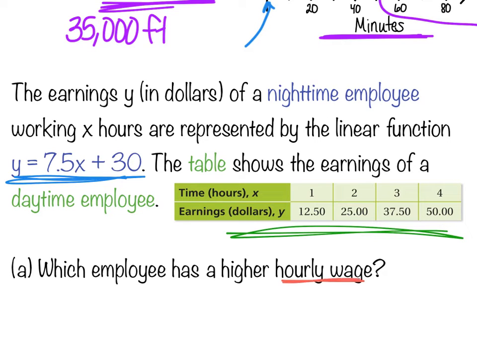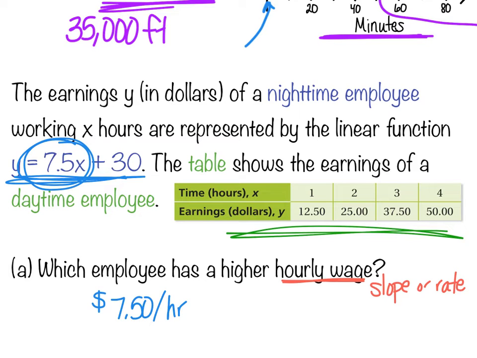Well, the hourly wage would be their slope, right? What is their rate? So the slope or the rate. Now, clearly, you can tell the nighttime employee has a slope of 7.5. Now, in terms of money, that's $7.50 per hour.